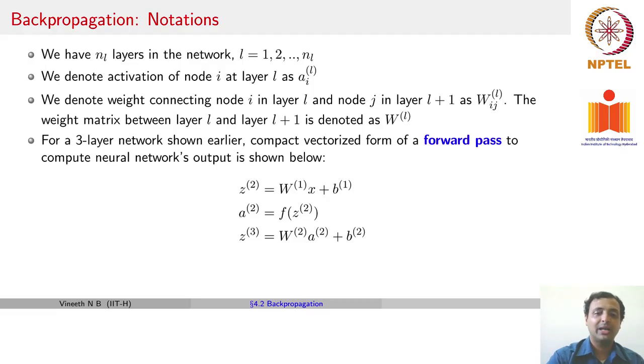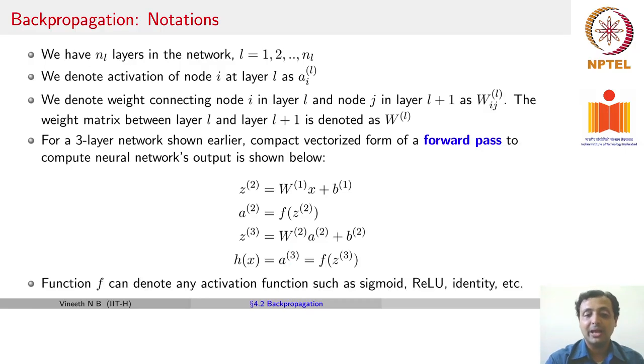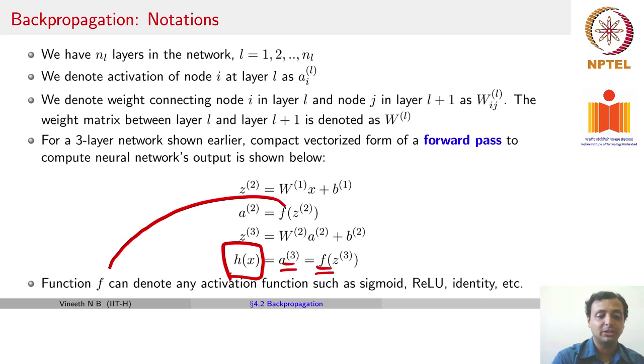But you can extrapolate this when x is a vector, z is a vector, a is a vector, so on and so forth. Now you take the activation, take the next layer's weights, which is given by W2 and b2, and you do W2 A2 plus b2, you get Z3, that's the Z in the third layer. You apply an activation function on that to get A3, which is the output in the third layer, which is also the output of the neural network. In this case, the function f denotes an activation function, such as sigmoid, ReLU, identity, so on and so forth.